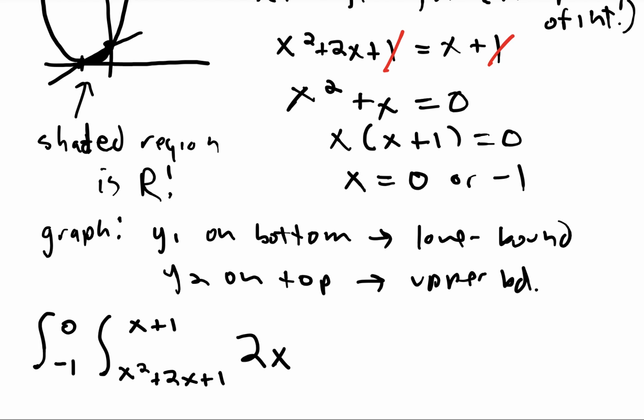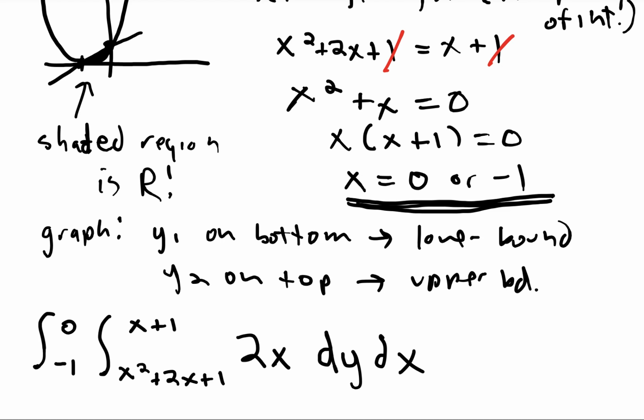Now again, remember which order we're doing this in. We have said that 0 and minus 1 are our bounds on x. This was a type 1 region with a top and bottom curve. Since these are numerical bounds on x, x has to be on the outside, so y has to be on the inside. So this is how I'm going to set this up.